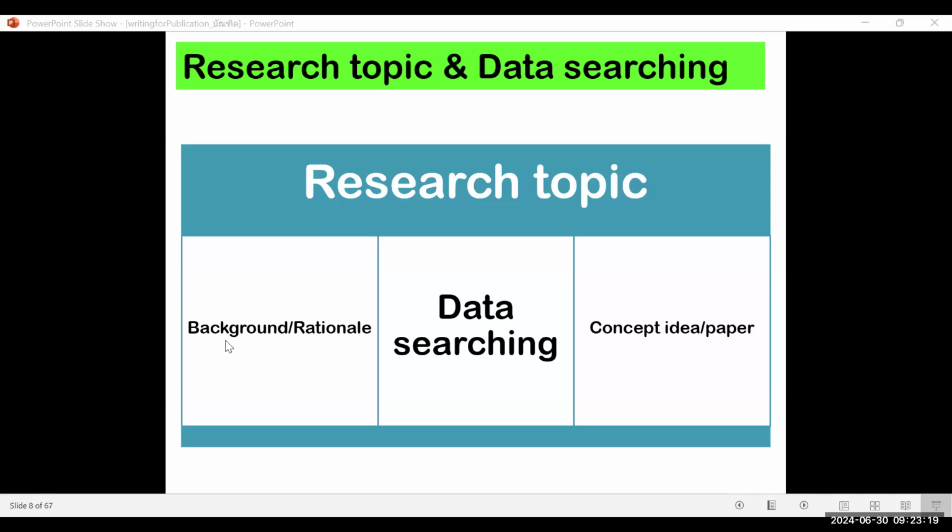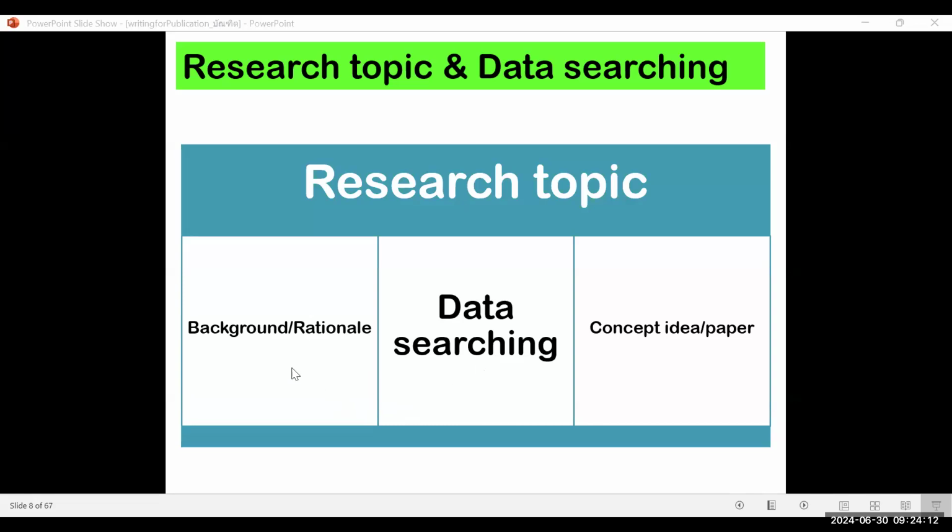And if your question in terms of your spark of an idea has been clarified yet, or if somebody has done it already, you do something we call data searching to find out if there is some point, some weakness, or some unresolved problem that you may add into your background and rationale to create your research topic. You do hard work in terms of data searching. That's why I make it a big alphabet here, a bigger size of letters.